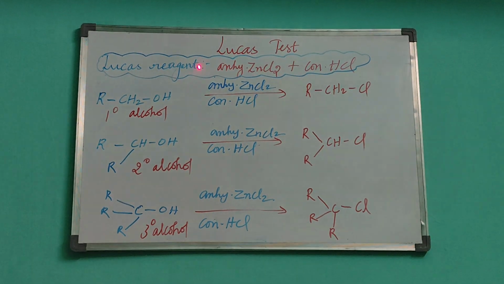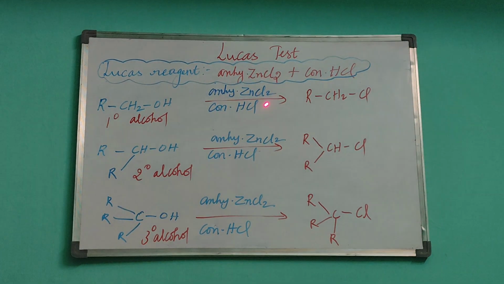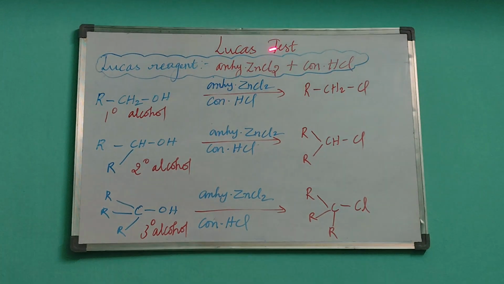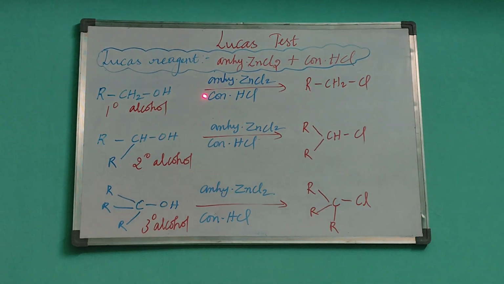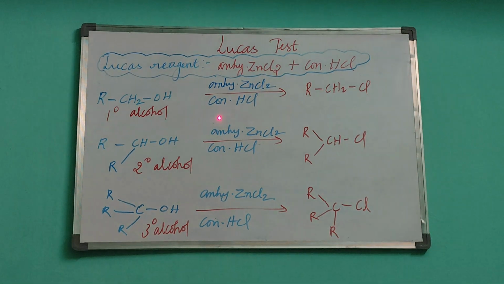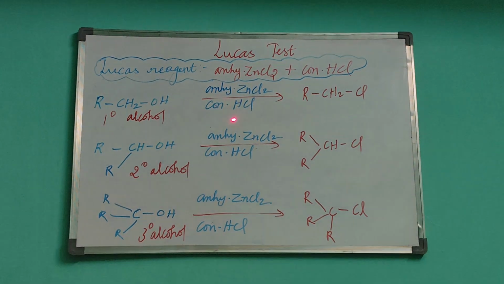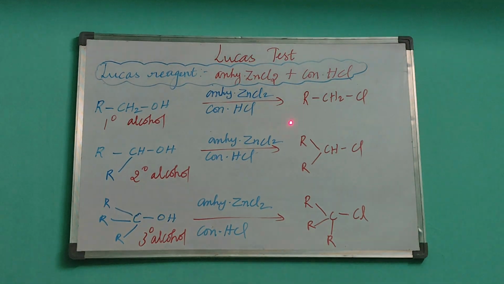Remember that Lucas reagent is a mixture of anhydrous zinc chloride and concentrated HCl. The easy way to remember this is whenever the substrate is alcohol and over the arrow there is anhydrous zinc chloride and concentrated HCl, then the given reaction will be the Lucas test reaction.